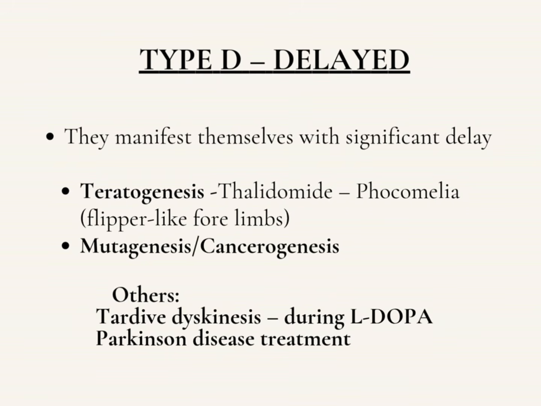Type D reactions are called delayed reactions. These reactions appear months or even years after exposure to the medicine. One of the classic examples is thalidomide, which caused severe congenital limb deformities known as phocomelia when used during pregnancy. Other delayed effects include carcinogenicity, mutagenicity, and dyskinesia after long-term drug therapy.